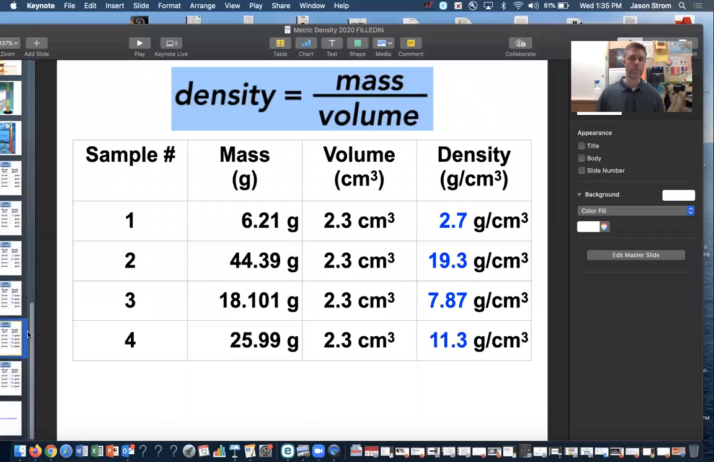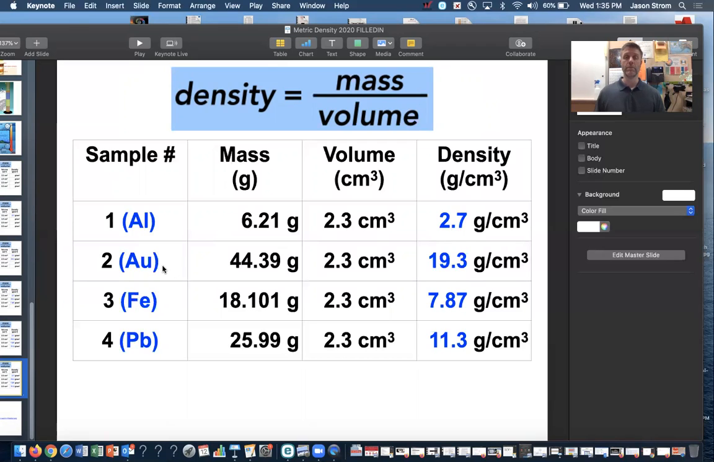Excellent. All right, so all of these samples have the same volume, so they're the same size. They obviously have much different masses because they have different densities. And these are the actual densities of these metals. So this first one is aluminum, not a very dense metal at all. We're all familiar with aluminum cans and that sort of thing. It's a pretty lightweight metal.